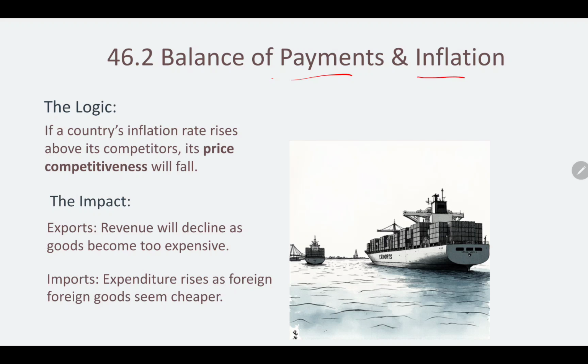Balance of payments and inflation. If a country's inflation rate rises above its competitors', its price competitiveness will fall. Definitely, if a country is selling expensive goods and services, other countries will switch to the competitor. So what will happen to the exports? Revenue will decline as goods become too expensive. What will happen to imports? Expenditure rises as foreign goods seem cheaper, and it will increase the gap between them, the deficit.